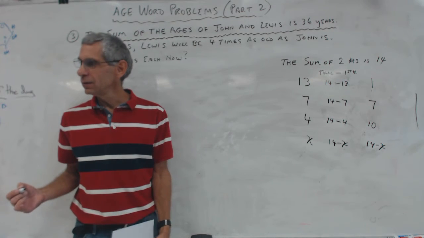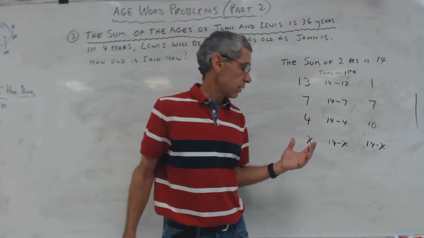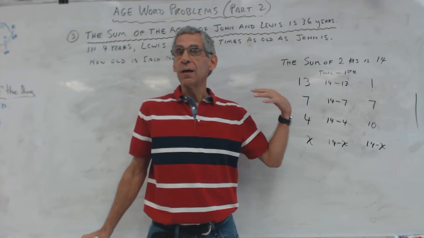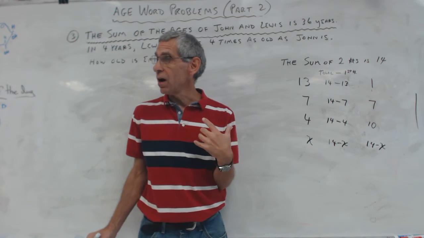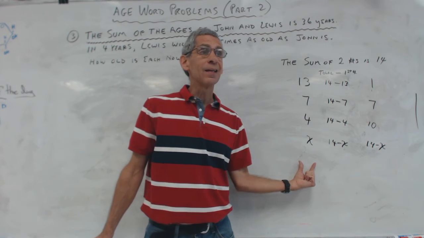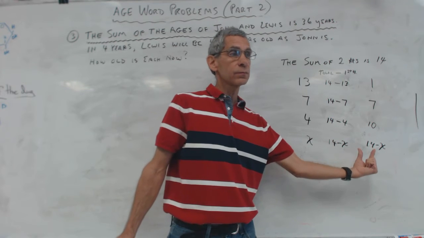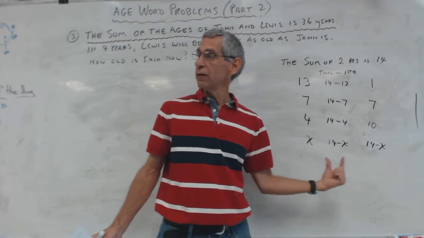Does that make sense? So I'm going to reword it. I'm going to say it again. When the sum of two numbers is something, like 14, and I don't know what they are, the first number is always x, and the second number is whatever's left over when you subtract that x from the total. 14 minus x. Does that make sense? That gives you your two different numbers.